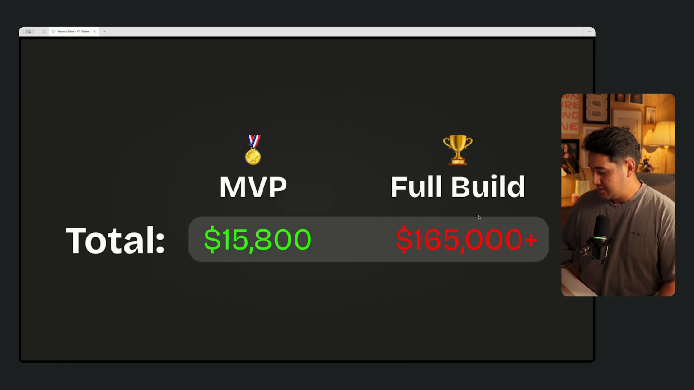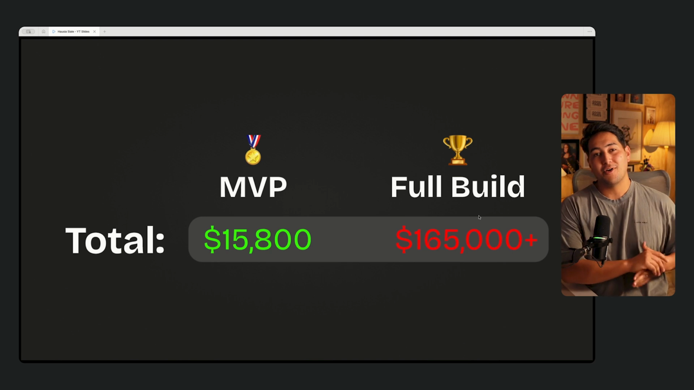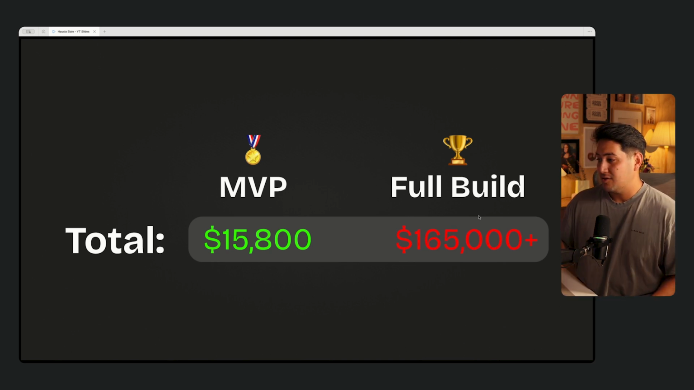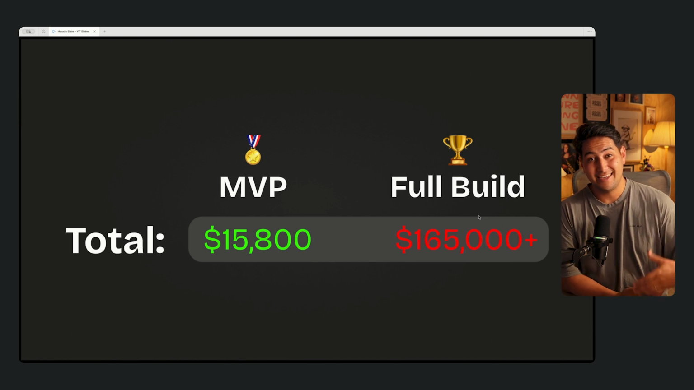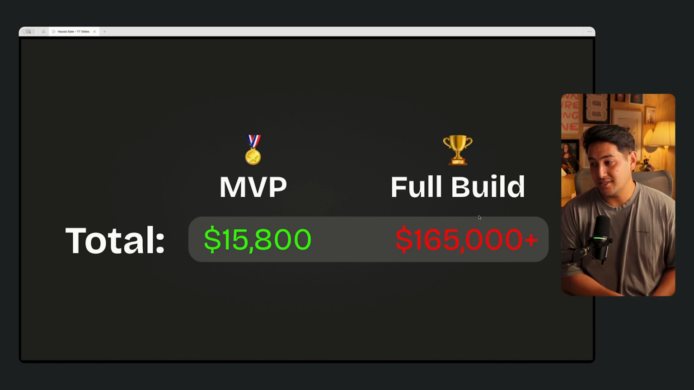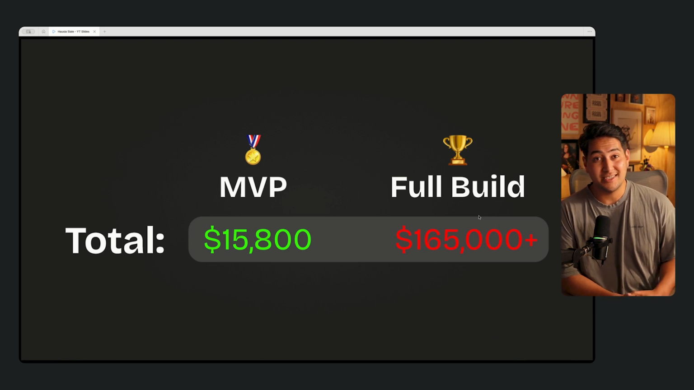more than that. So totals, we've got $15,800 for an MVP, all the way up to $165K for a full build. This is in New Zealand dollars, and yeah, you're probably excluding GST at this point as well.